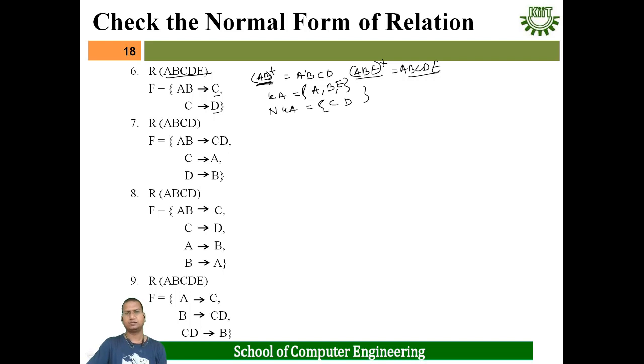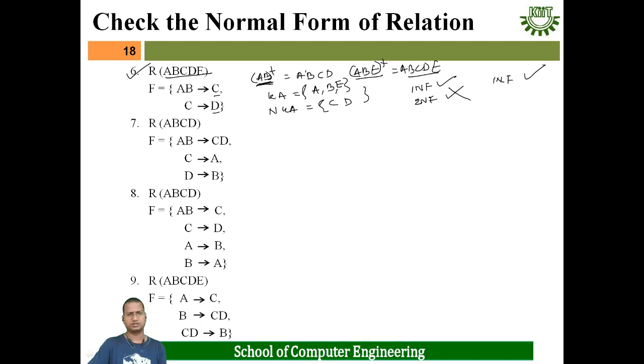Then we have to find out A, B determining C. First, it is in 1NF. Check for 2NF: is partial dependency present? AB to C is present. That means it is not in 2NF, because partial dependency is present. That means the highest normal form of this relation is 1NF. Okay, now question number 6 is completed.